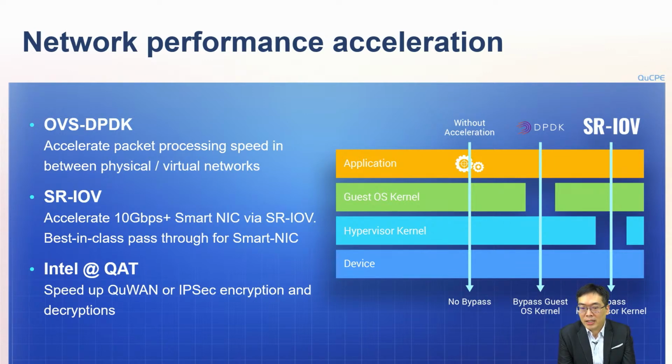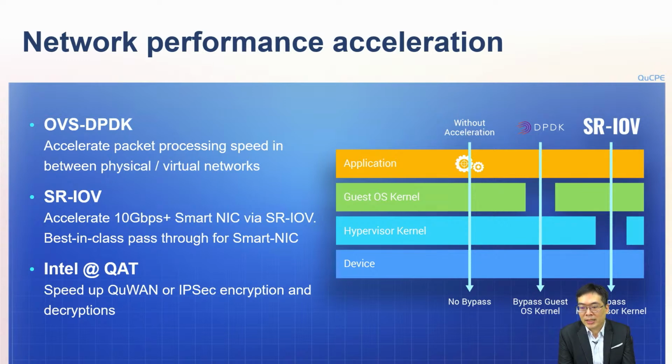The best idea of OVS-DPDK is that it helps you bypass the guest OS kernel when you're processing the packet flow. So for very basic fundamental components like the OVS bridge, you can bypass the guest OS kernel, go directly to the hypervisor, and that will help you speed it up.